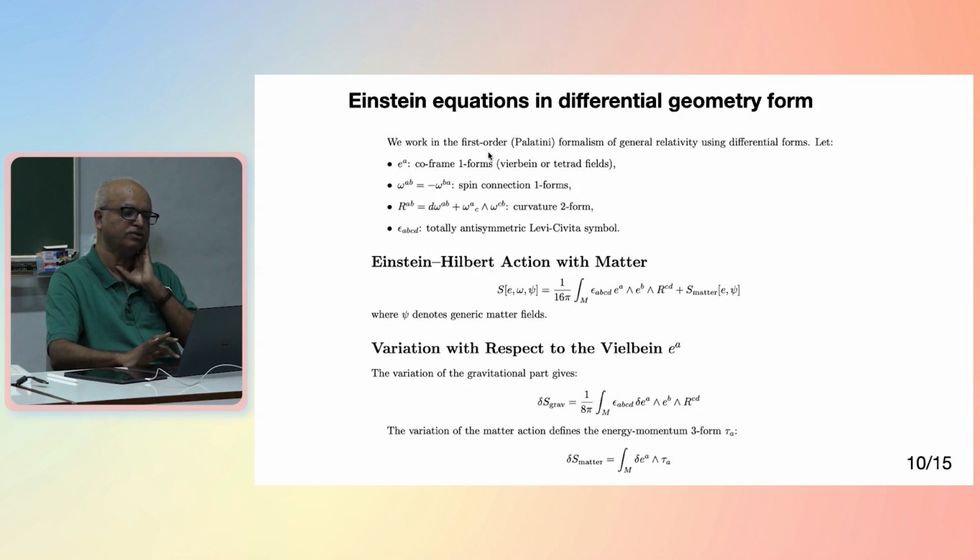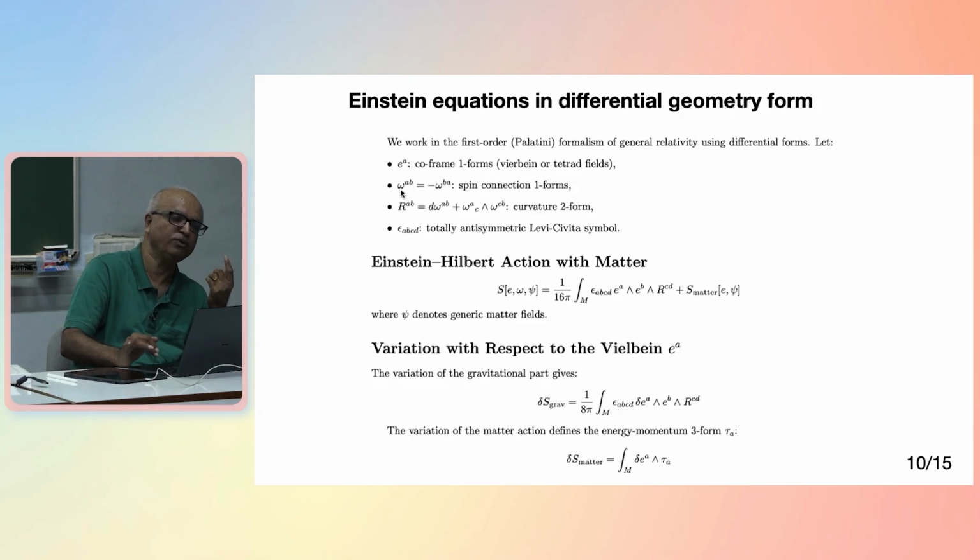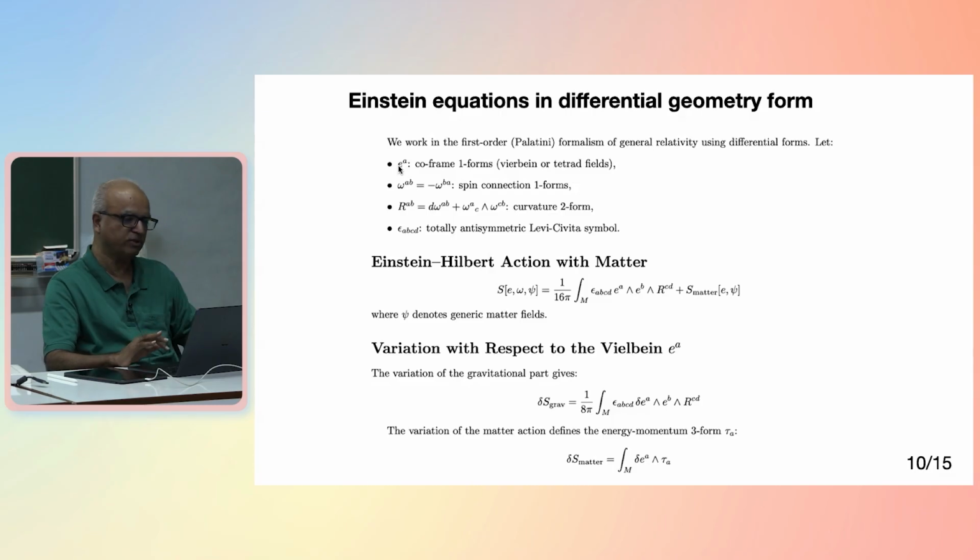What is the first order formalism? Independent variations with respect to E and omega. In the Einstein-Hilbert action, we vary only with respect to the metric. But there is an equivalent so-called Palatini formalism where you vary with respect to the metric and the connection independently. So this is the equivalent of that in the form language. Vary with respect to E and omega independently.